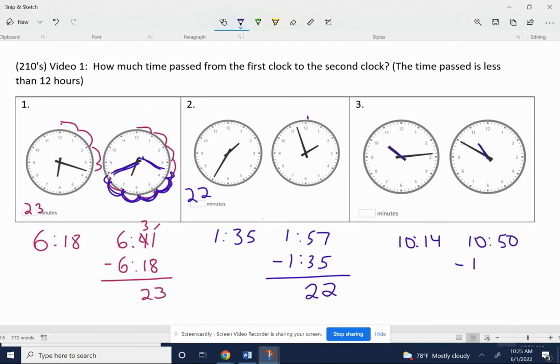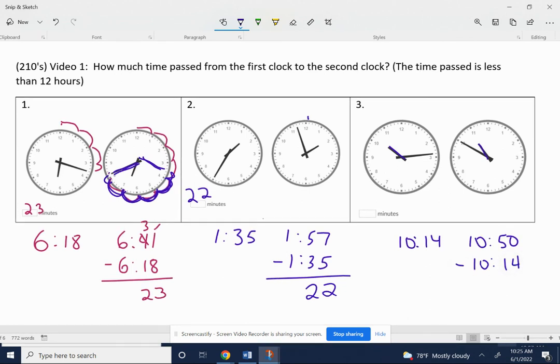So I could subtract. 10 minus 4, have to borrow there. 10 minus 4 is 6. Borrow, make that a 4. 4 minus 1 is 3. So that'd be 36 minutes.